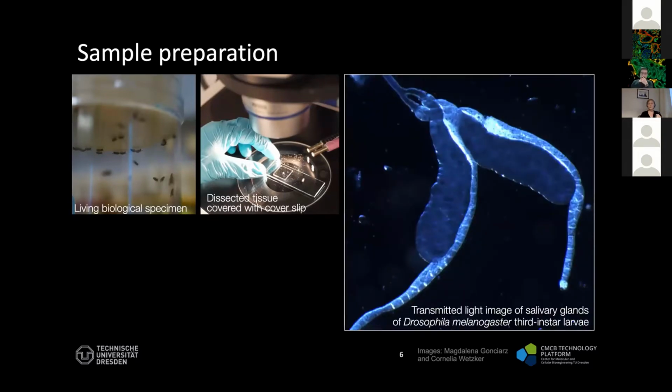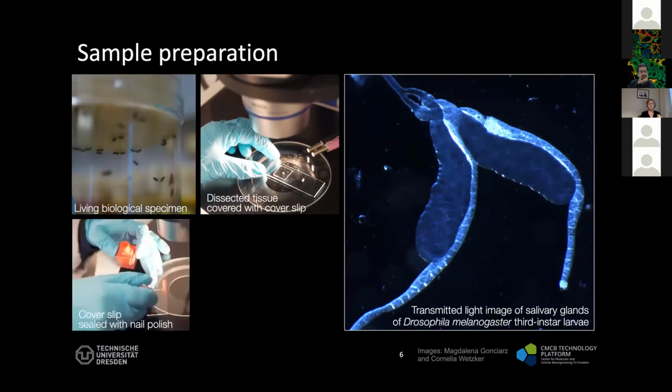If the dissection has worked well, you can see a beautiful structure like this, which is a pair of salivary glands of Drosophila larvae. So the bit dimmer structure is the salivary glands, where you can guess individual cells already. And these brighter adhesive structures are fatty tissue, which are also very interesting to investigate.